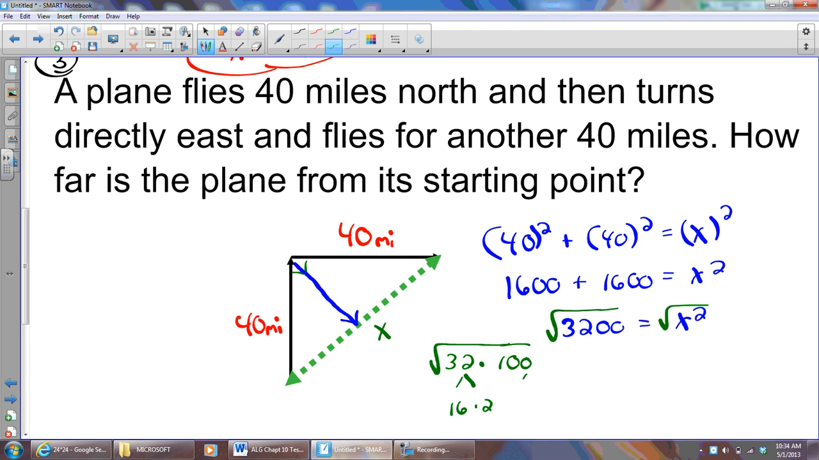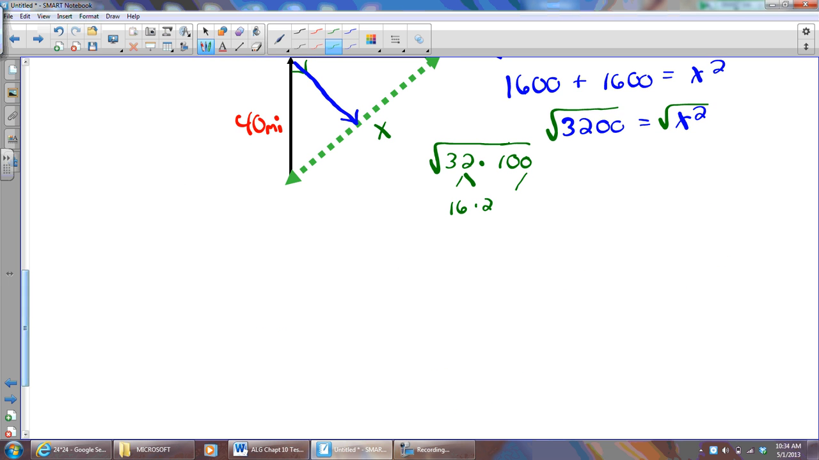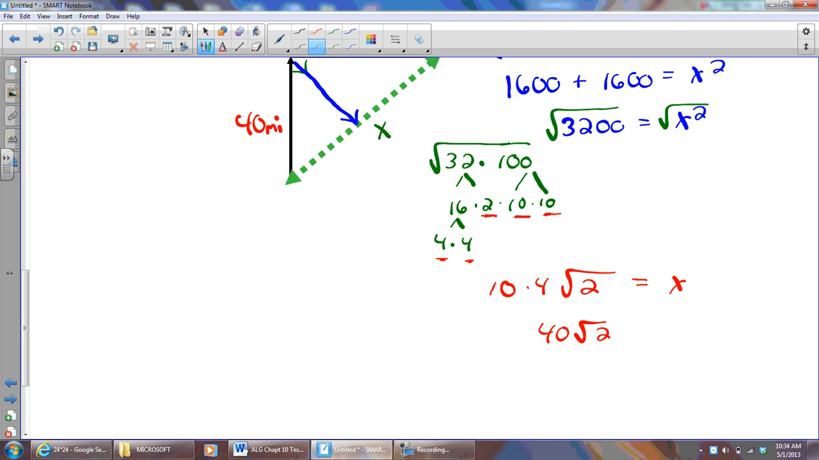So this 100 could be 10 times 10. And of course the 16 breaks down into 4 times 4. So what I have here is a 2. I have a pair of 10s who are going to go out on a date. I have a pair of 4s that can go out on a date. And they leave the 2 home alone. And so I'll get 4 times 10, which is 40 root 2, and that's equal to x. And that's my exact answer.